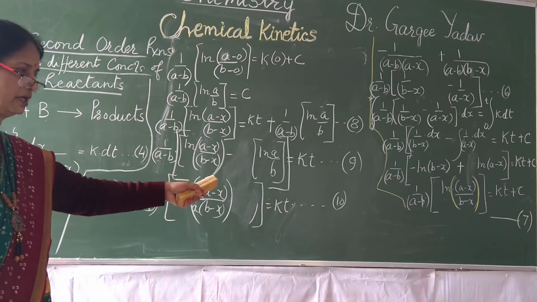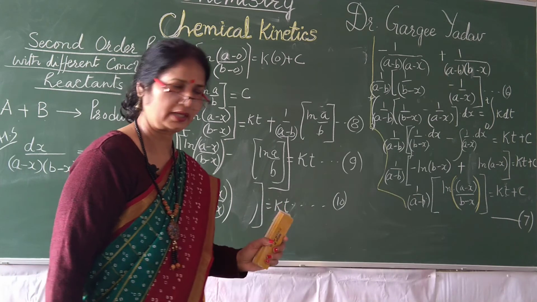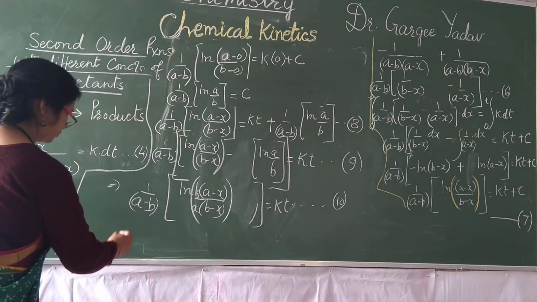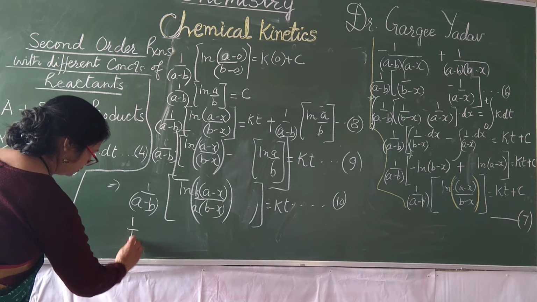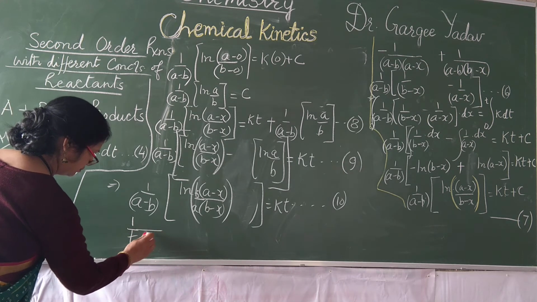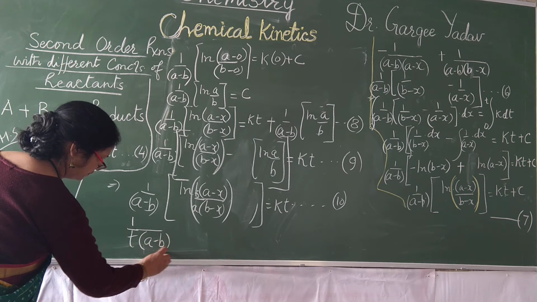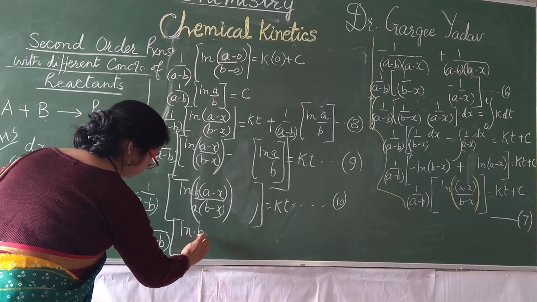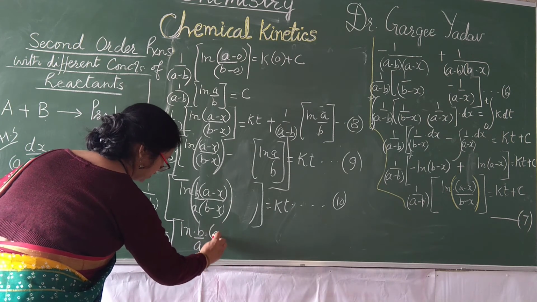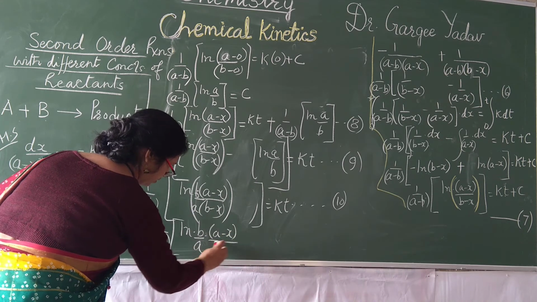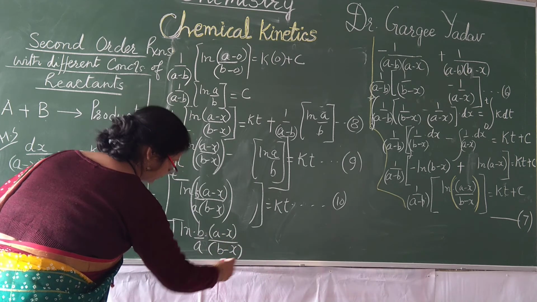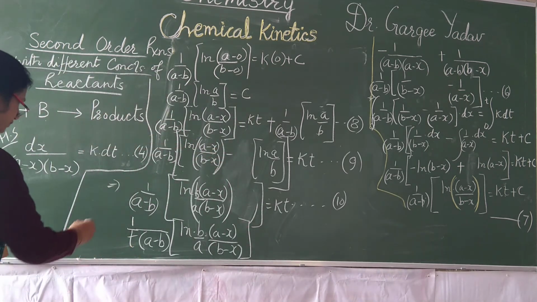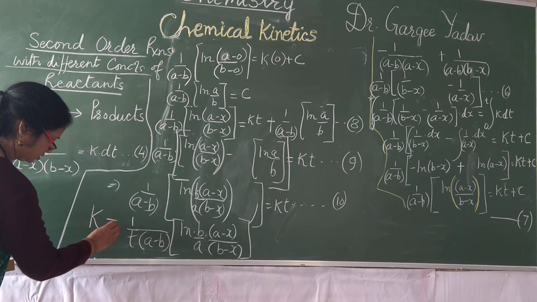And suppose we have to calculate the value of k, then we will bring t to this side and it will be 1 upon t multiplied by (a minus b). Another bracket we will keep: ln of b upon a, multiplied by (a minus x) upon (b minus x). Bracket closed. So this is our expression for the rate constant.